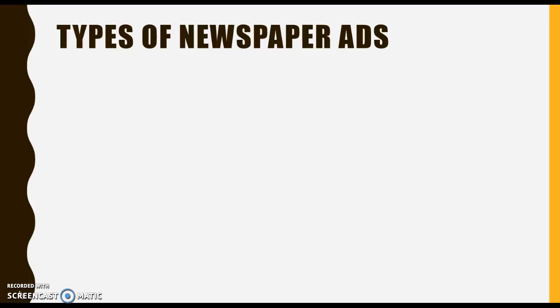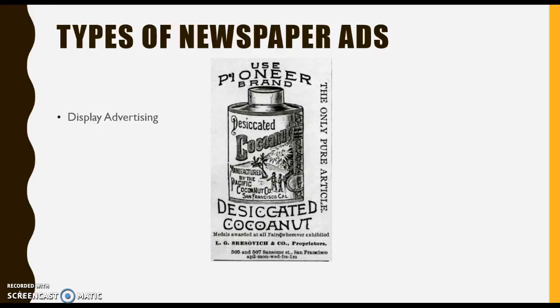Types of newspaper ads. The major types of newspaper ads are display and classified ads. There are also special types of ads called pre-printed inserts. Display advertising includes illustrations, headlines, white space, and many other visual devices. There are both local and national display advertising.